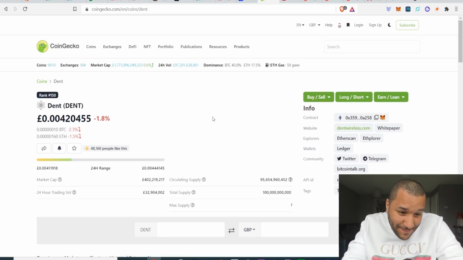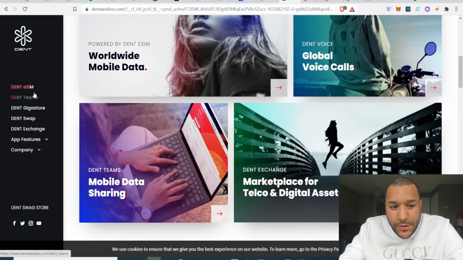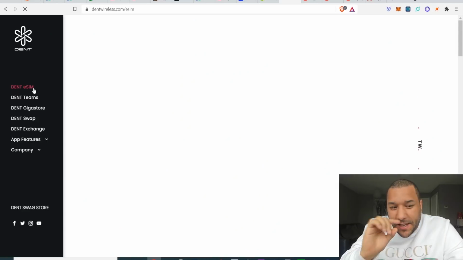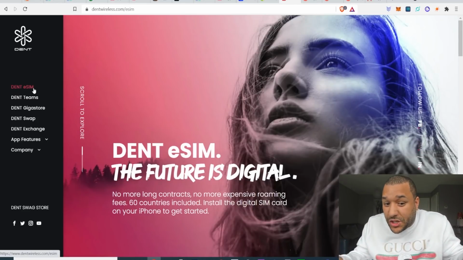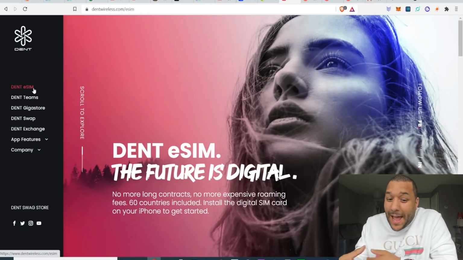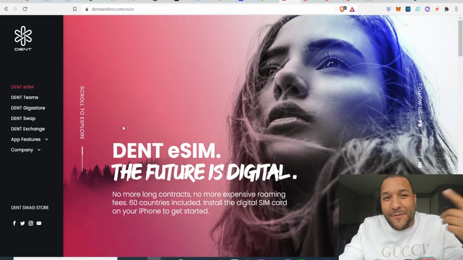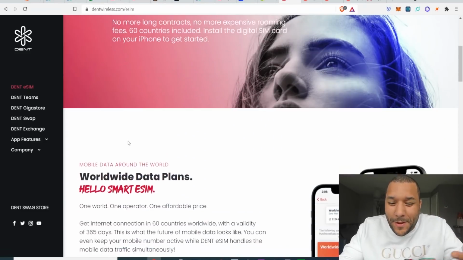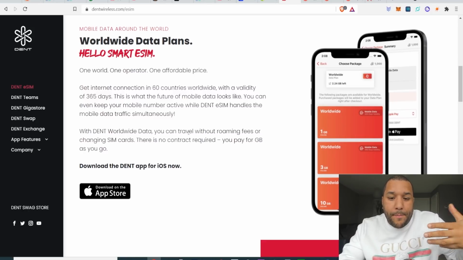That being said, DENT. I'll just break it down a bit more. Let's come over here. So DENT SIM, you can grab yourself an eSIM. You pop it in your phone, I guess, and then your phone's decentralized. You can top up your phone with DENT, I'm guessing, and use your crypto on the go. You can basically top up your phone with crypto, as far as I'm aware, with the eSIM, and you pay for your mobile services.